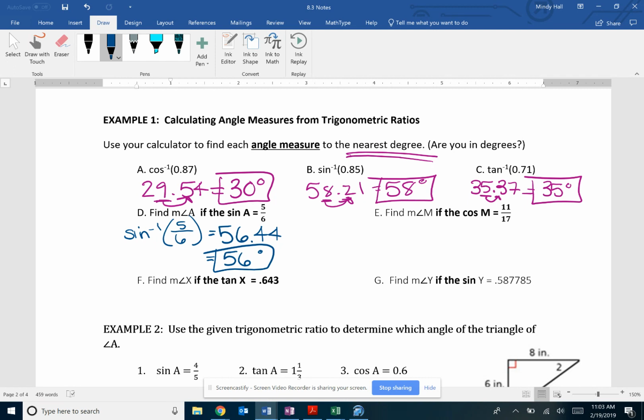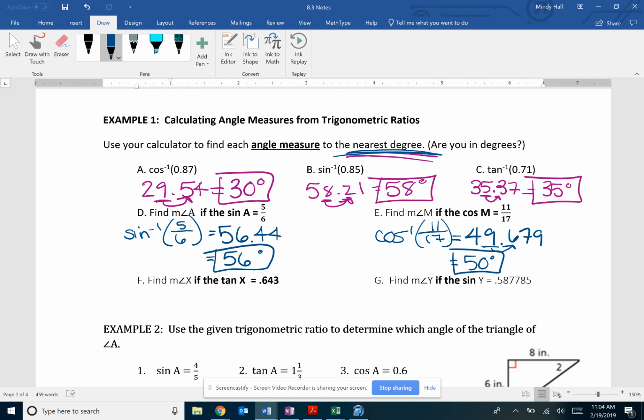We want to find the measure of angle M if cosine M is 11/17. So inverse cosine 11/17. And again, this is a lot of calculator work. So if you don't have a scientific calculator that can do it, or whatever the case may be, just make sure you're looking at it. I wrote extra decimal places because the numbers were big, but 49, I really only need that 6. That tells me that I'm going to round up to 50 degrees, because again, nearest degree.